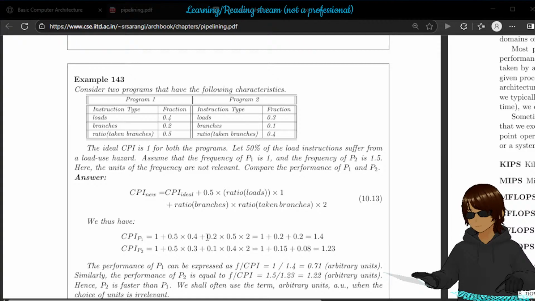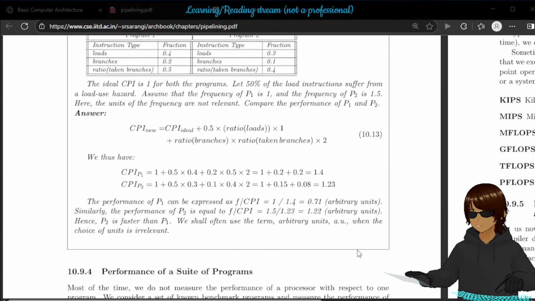And then there's another penalty over here. We have a penalty of 2. 20% of the code is just branches, but all of the branches won't cause a penalty. Only 50% of the branches will cause a penalty, right? So this is the final equation. And then we get 1.4 at the end. And for program 2, it's 1.23.